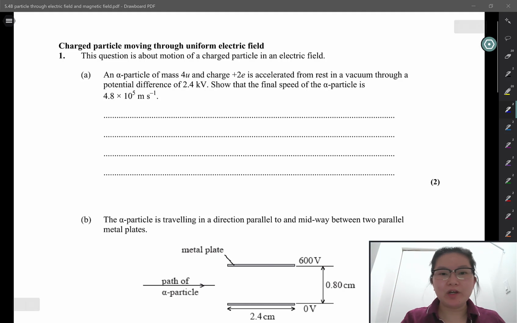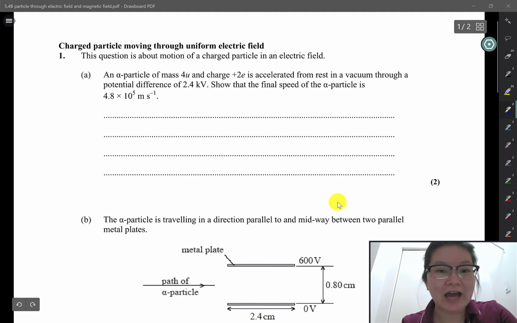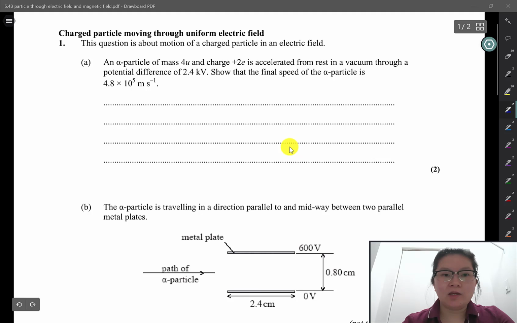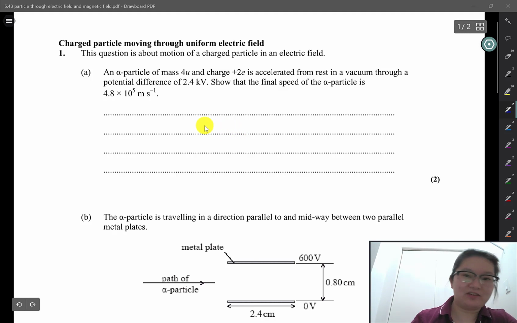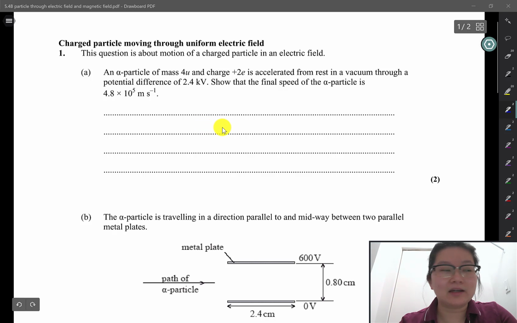In this video, we are going to do a very long IB style question, kind of like before. This one has to do with a charged particle moving through a uniform electric field. Before doing this question, you should really know how a charged particle moves through an electric field, as well as a magnetic field. So probably something like an end of topic question.